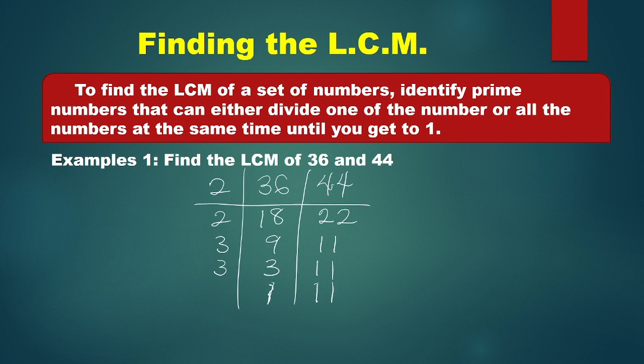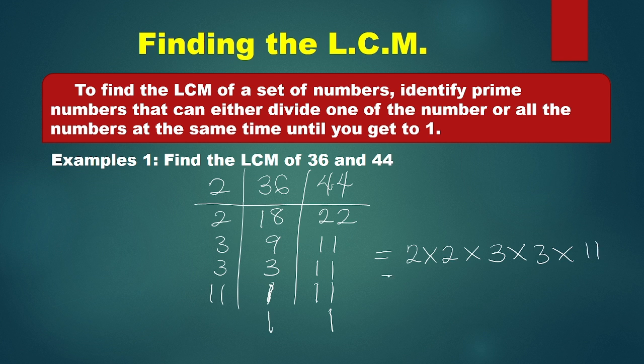Now, I have 1 here and I have 11. So the first number is already at the end. So let's go to the second number. What can I use to divide 11? 11 is a prime number, so only 11 can divide it. I'll bring down this 1, and 11 divided by 11 is 1. So you keep dividing until you have 1 on both sides, which we have done. So my LCM will simply be 2 multiplied by 2 multiplied by 3 multiplied by 3 multiplied by 11.